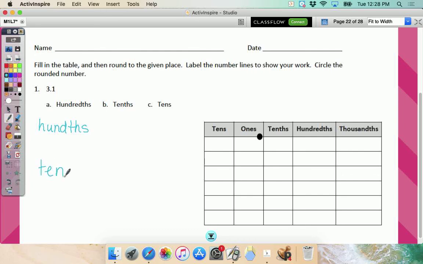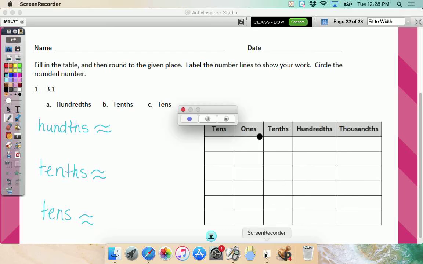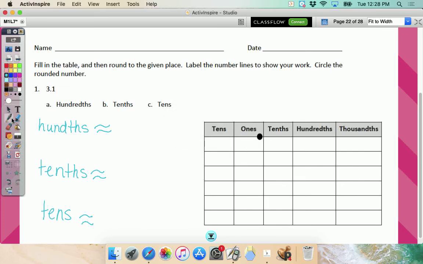Right. Okay, so let's start by putting these words to the side the way we are used to. We're going to round to 3 different place values. And remember, those squiggle lines mean we're rounding it. How do you write that? Years of practice. So the next thing I want to do is write 3.1 on this place value chart.